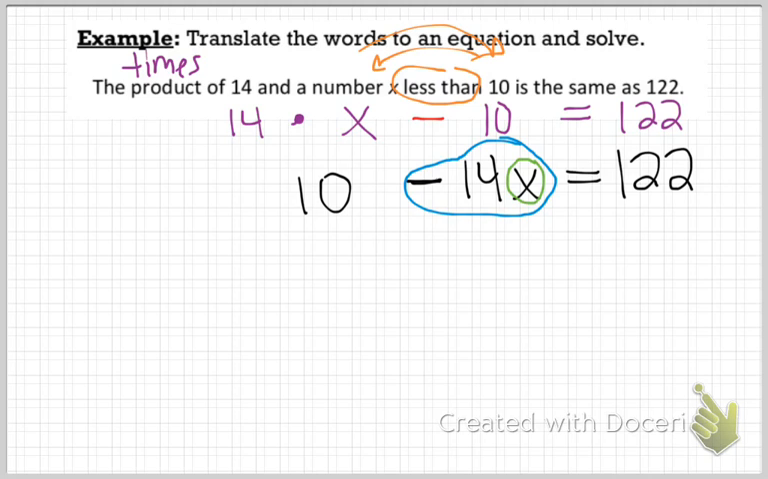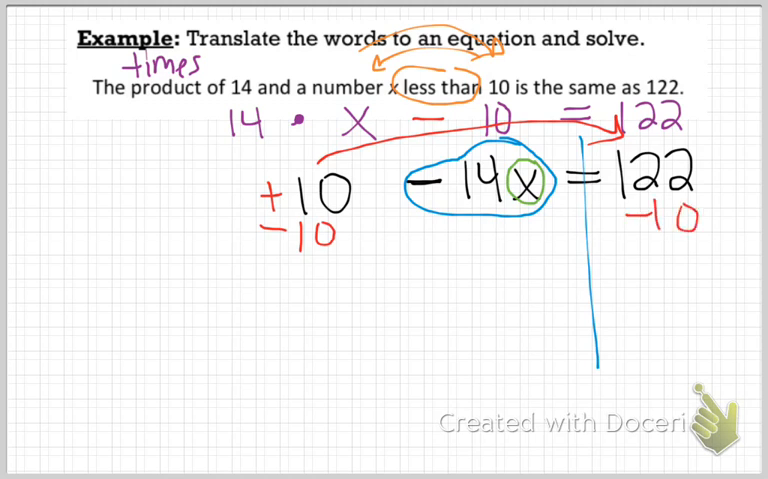So that means we've got to get rid of the 10. How do you get rid of a 10? Well, be careful, because some of you might think 10 is subtracting. No, 10 is not subtracting. In front of it, there's nothing, so it's understood to be positive. So we're going to move the 10 over by subtracting 10. We cancel that out. That gives us 0. Then we bring this down. Negative 14x equals 122 minus 10 is 112.